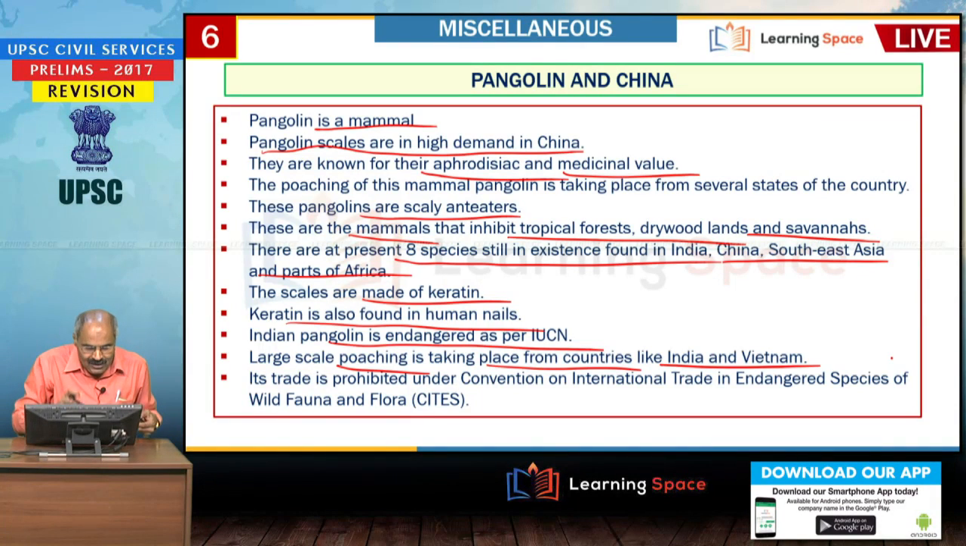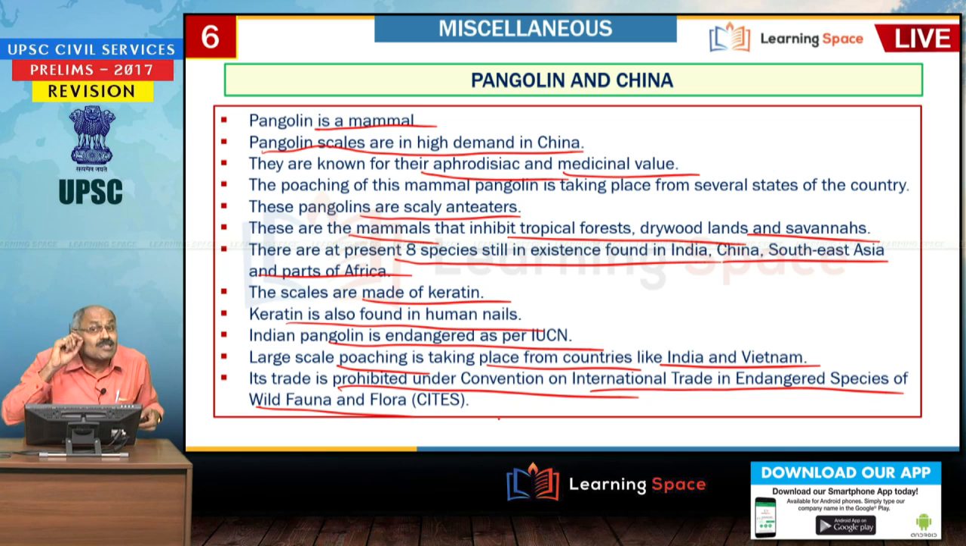So, now the trade is prohibited. When you look at pangolin, the trade is prohibited under the Convention on International Trade in Endangered Species of Wild Fauna and Flora, which is known as CITES Convention.